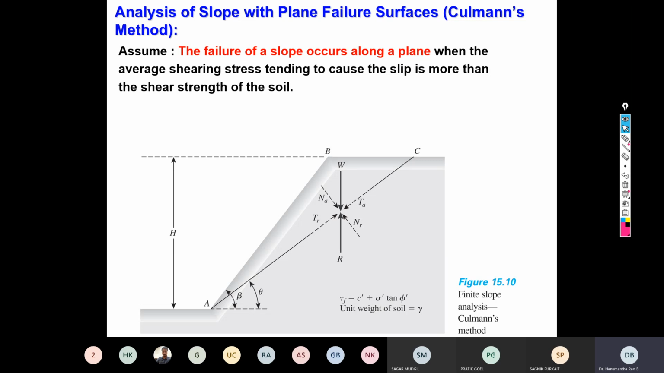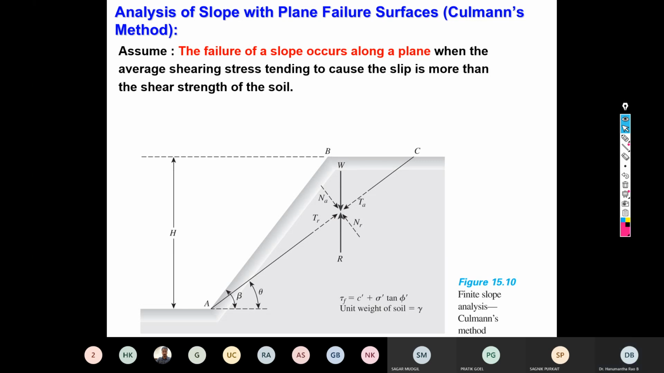Okay, so till yesterday, we were discussing the slope stability of an infinite slope. We tried to understand a little bit about how the slope can fail and how to determine the stability factor with respect to cohesion, with respect to angle of internal friction, and so on and so forth.